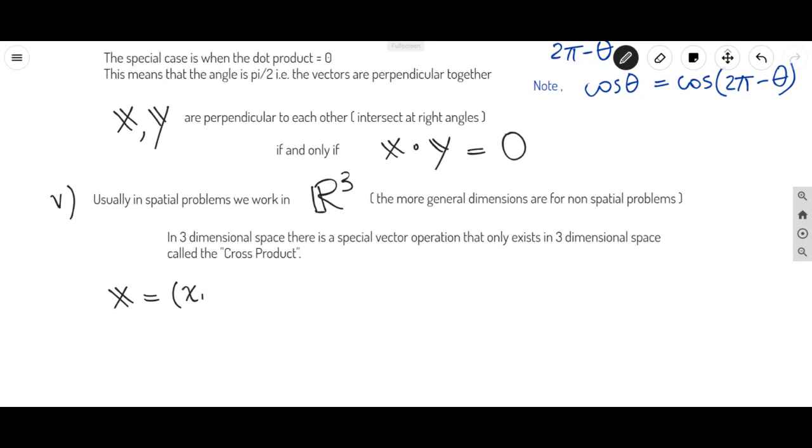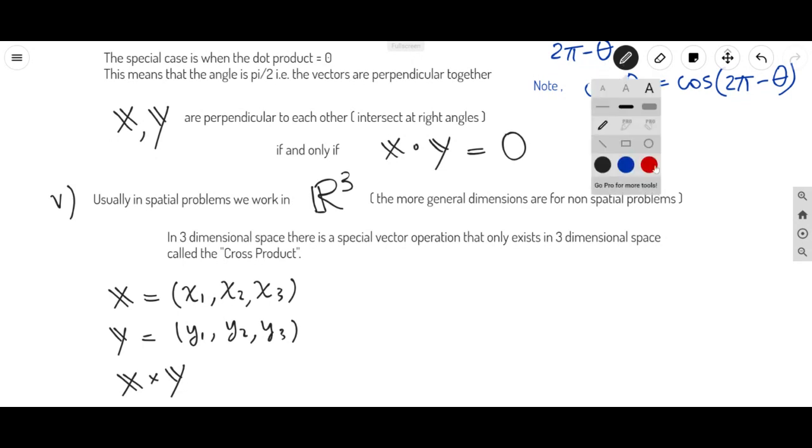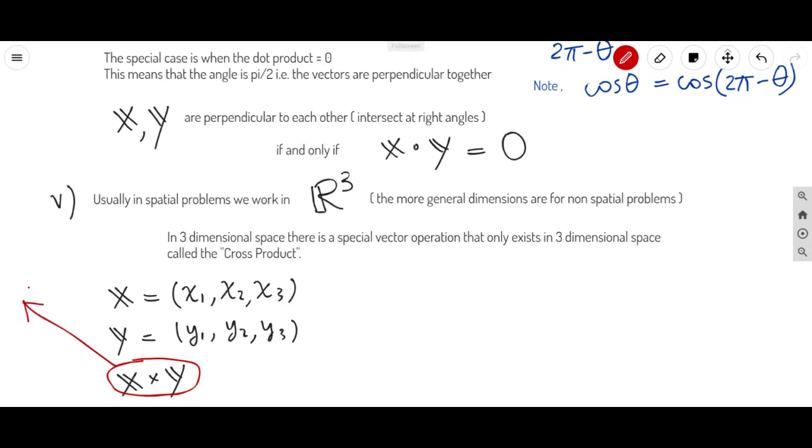So let's write them as x1, x2, x3. And then you have another vector, y1, y2, y3. And I'm sure you've seen this before, but the first time you see this, this looks very confusing. So this is what we call the cross product. And the cross product is equal to, by definition, and this is going to look very confusing, it's equal to this.